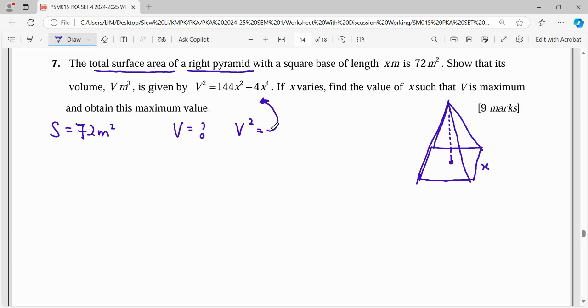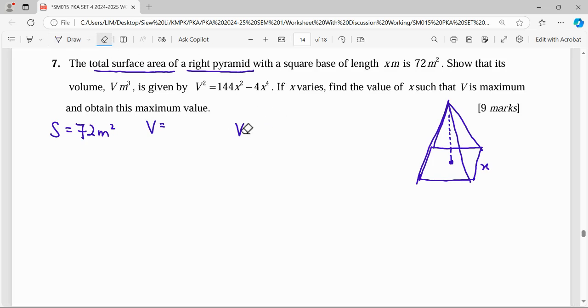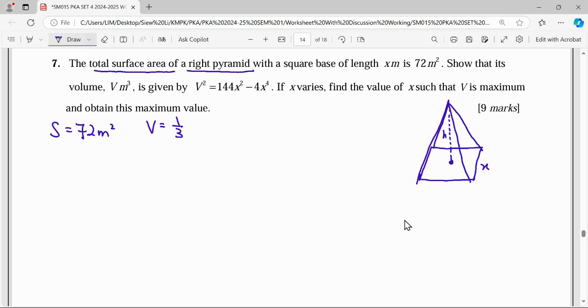Alright, so volume of the pyramid, how to find? The formula must start with 1/3. Like cone, pyramid, everything starts with 1/3. So 1/3 base times height. The base here is x squared times height. So the problem is your volume has two variables. One is your x, one is your height.